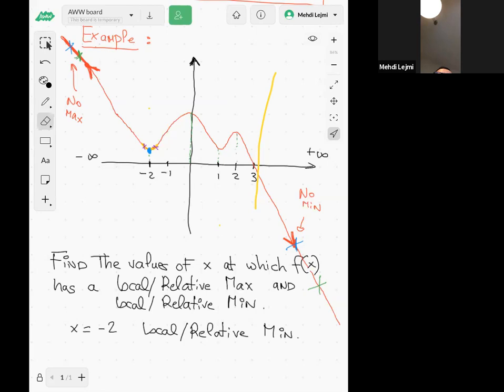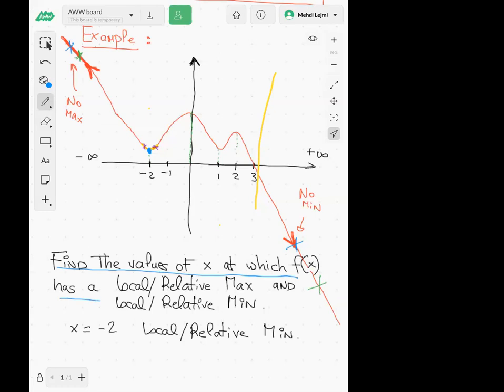in the first problem, number 4 and 5, it says you have to find the values of x at which f of x has a relative maximum, or f of x has a relative minimum. So it's exactly the question I asked here. It's the same question. Find the values of x at which f of x has a local minimum or local maximum.